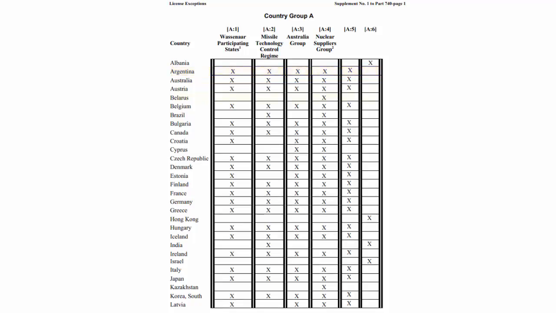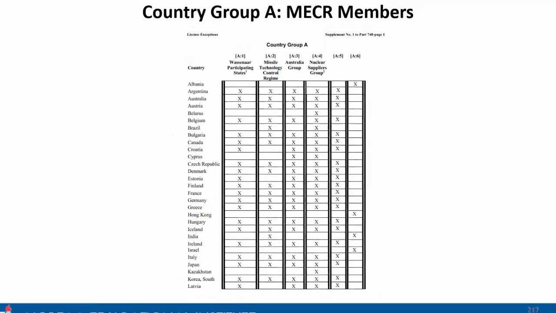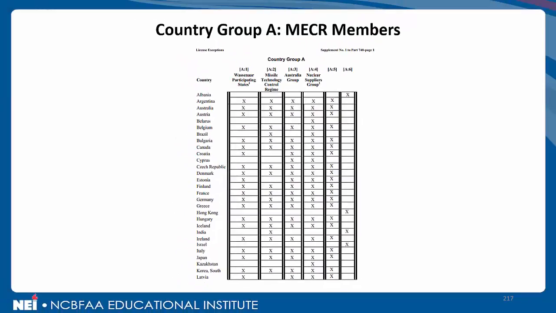Look down a little further. Belarus, well, they're not too involved at all. They're in part of the Nuclear Suppliers Group. So an X in the box means that that country participates in that particular regime. That's what country group A tells us. Multilateral export control regime members, basically.